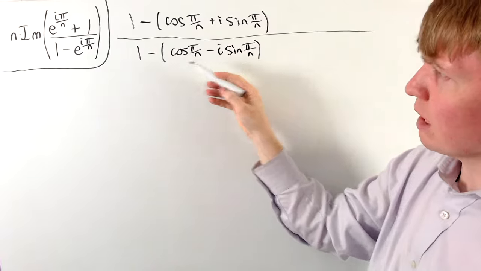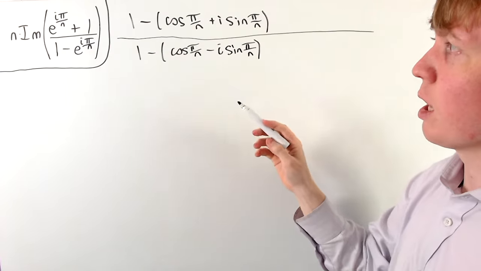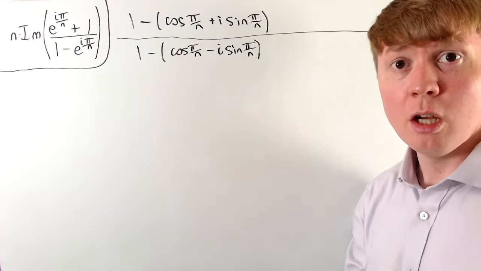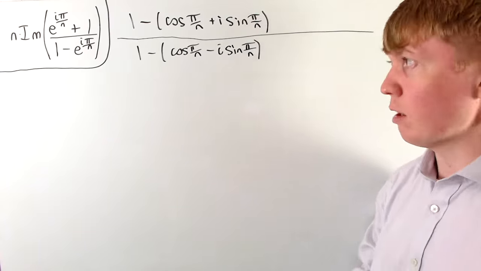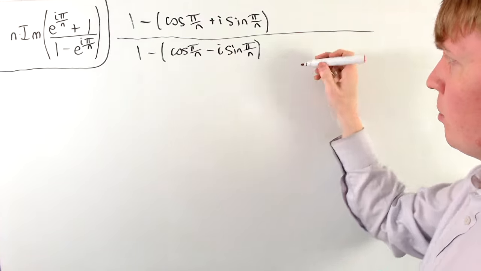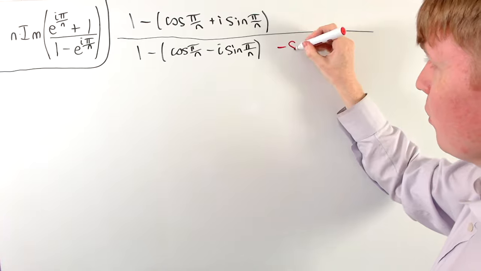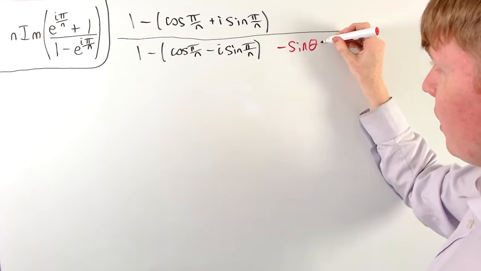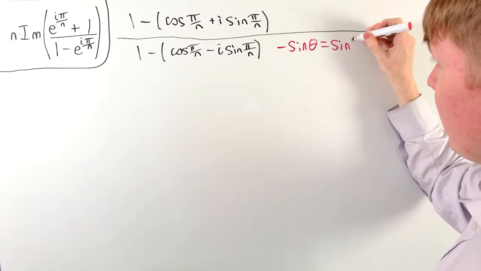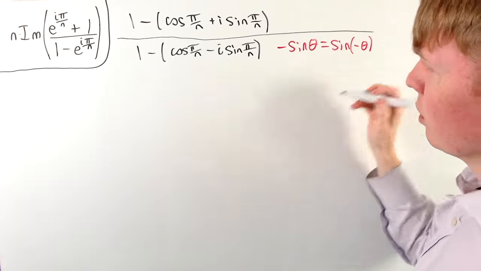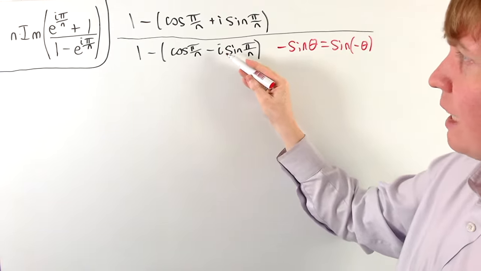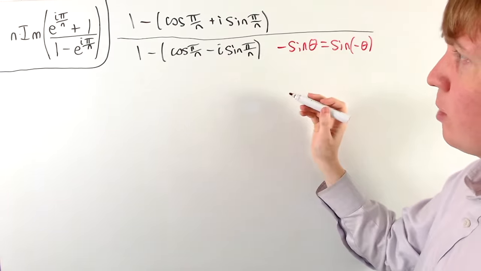But we can keep this in exponential form here by taking advantage of some more trig identity. So here, if we've got negative sine pi over n, we can take advantage of the fact that negative sine theta is always the same as sine negative theta. So we could change this into plus I times sine of negative pi over n.